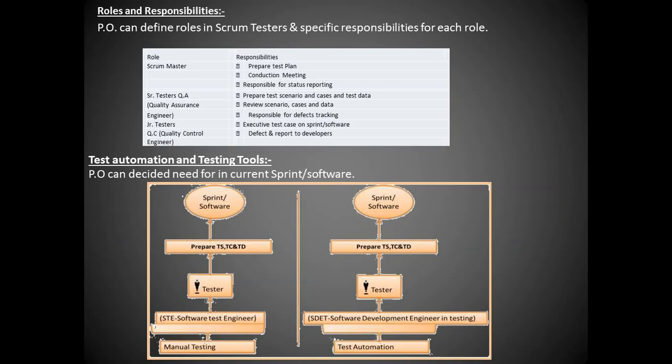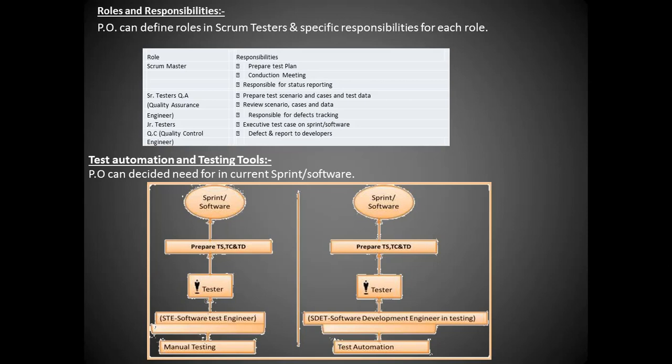Next one is the roles and responsibilities. Here PO can define the roles in the Scrum testers and specific responsibilities for each role itself. Scrum Master: preparing the test plan, conducting the meeting, responsible for the status reporting. Senior testers in the QA: preparing the test scenarios and cases and the test data itself.